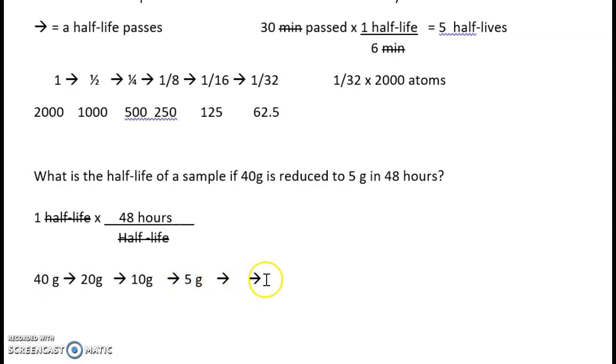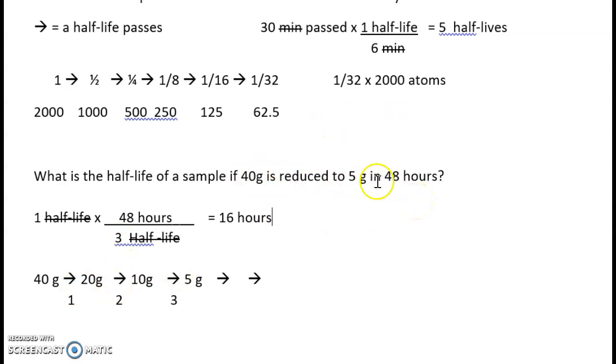We can count here and see we've had 1, 2, 3 half-lives go by. So that 48 hours is essentially split into 3 half-lives. And since that's a 1 to start with, we see that our answer is 16 hours per half-life. 48 divided by 3. So that's an easy way to do it.